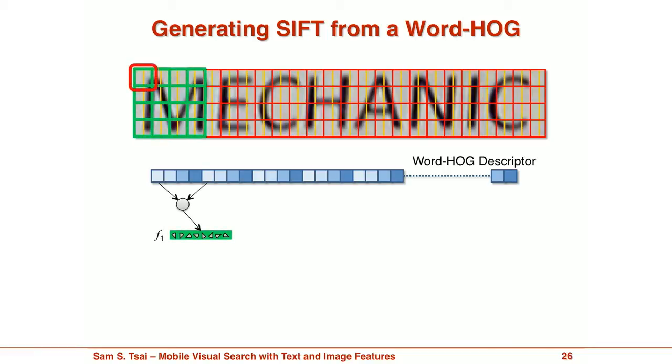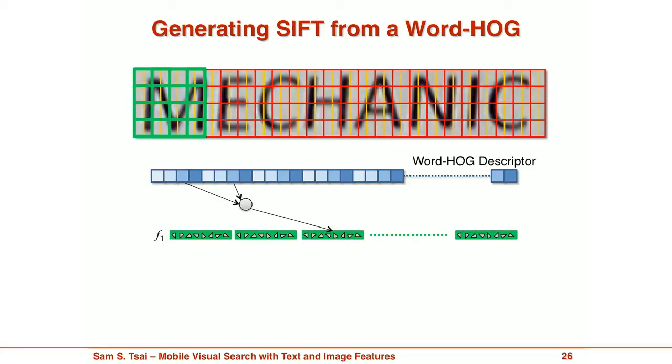Suppose we want to generate a SIFT from this location, and we need to calculate the SIFT descriptors from this spatial bin. Since we already have the HOG features from the underlying subblocks, we can simply add up the HOG features to generate the HOG features for that spatial bin. Similarly, we can generate the HOG features for the next spatial bin. We do this for every spatial bin to generate the full SIFT descriptor. Then we normalize it as we typically do for SIFT descriptors.